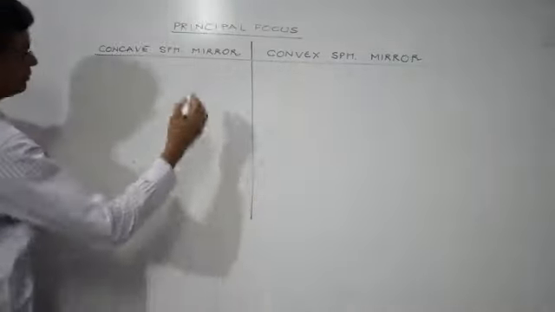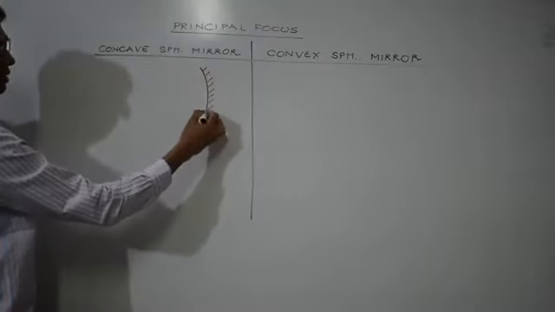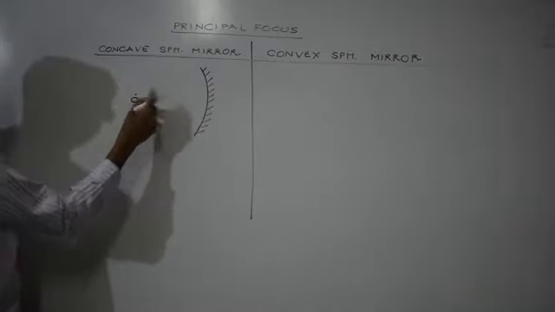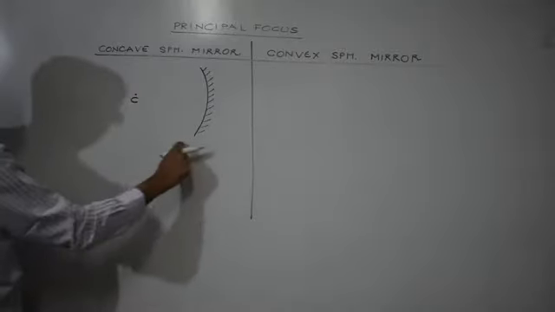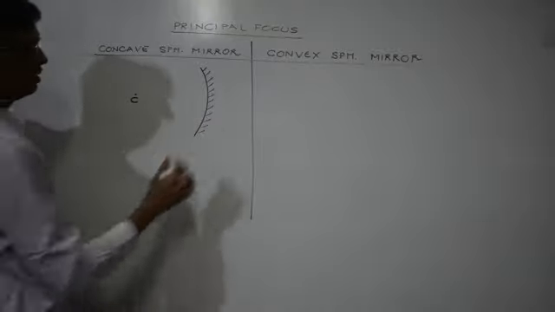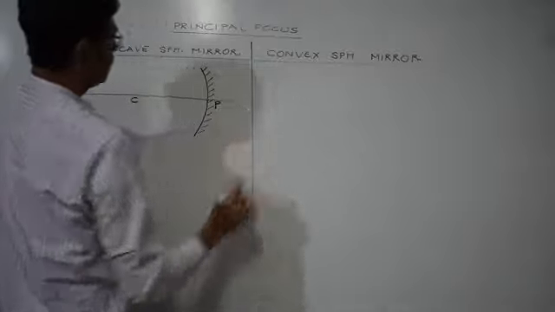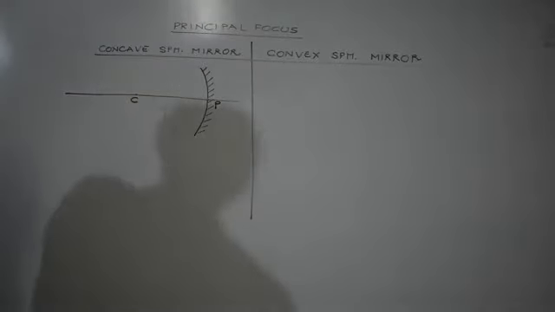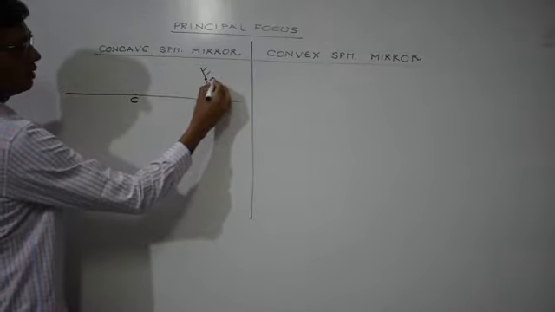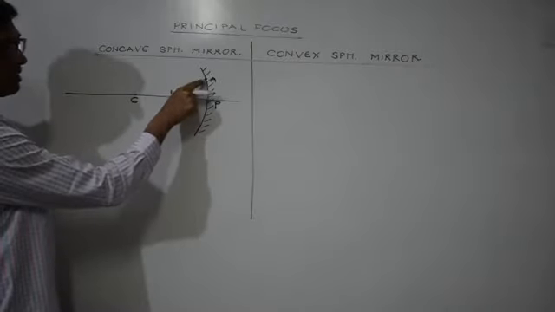Now look, this is a concave spherical mirror. Its reflecting surface is towards the center of the hollow sphere of which it forms a part. This is the center, which is known as the pole, and the line joining P and C is known as the principal axis, right? So let us assume this to be the point where the reflection of light is to be studied. That is, the ray will be incident at this particular point.